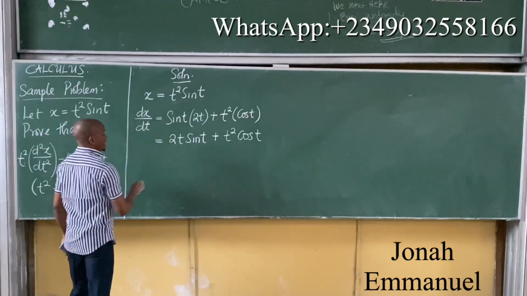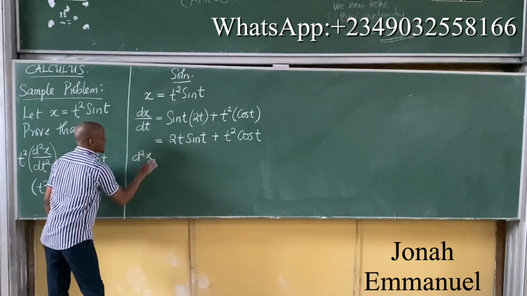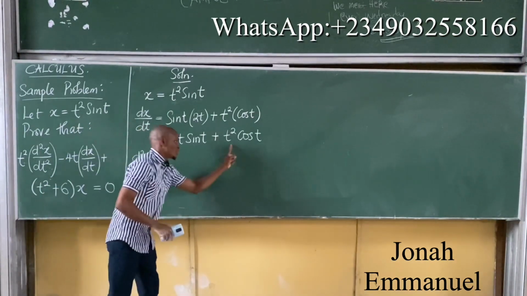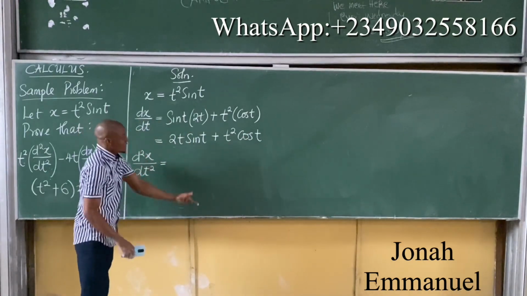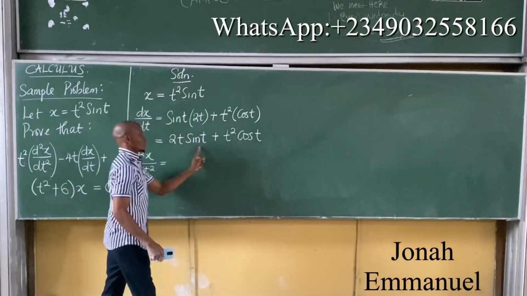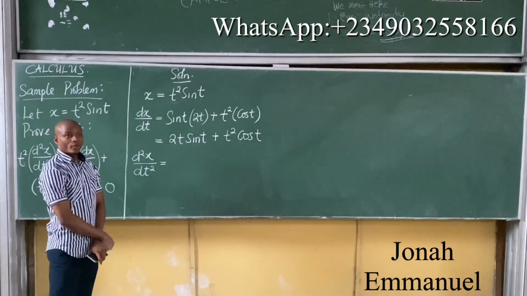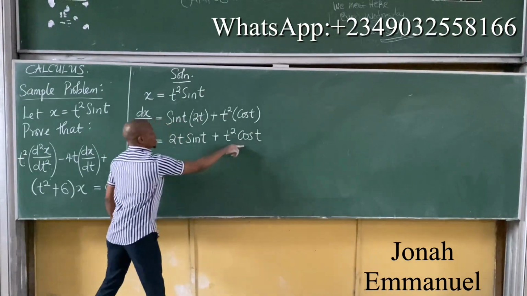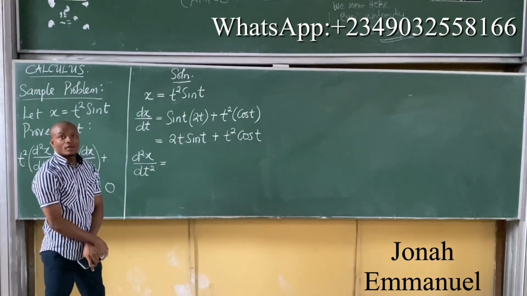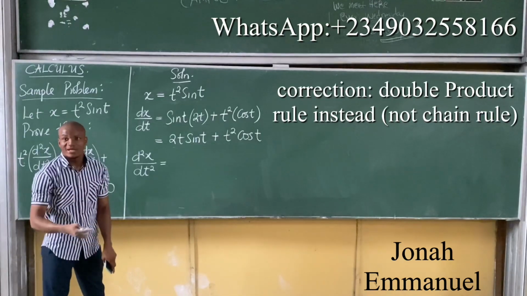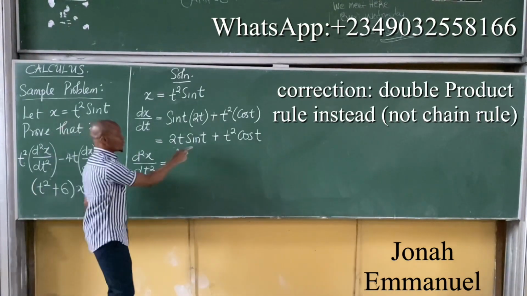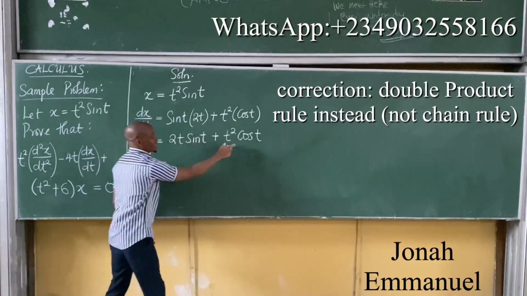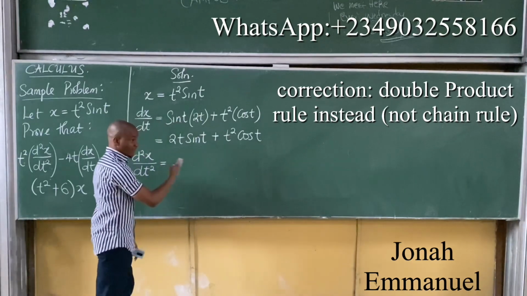So if this is dx/dt, let's get d squared x over dt squared. Which method would I use to differentiate this? This is the value of dx/dt. If I want to differentiate this, which method do I use here? It's not just a single chain rule, but what there? Double rule. Use the rule here and the rule here. That's how you work on it. So this one here is the product rule, and this one here is also the product rule. Why? Because they are multiplying.